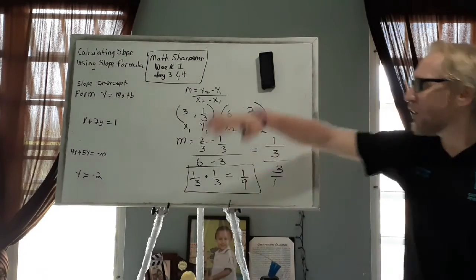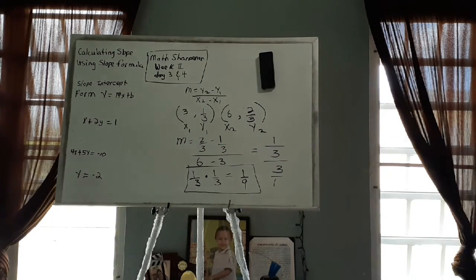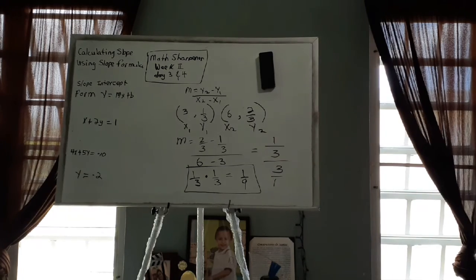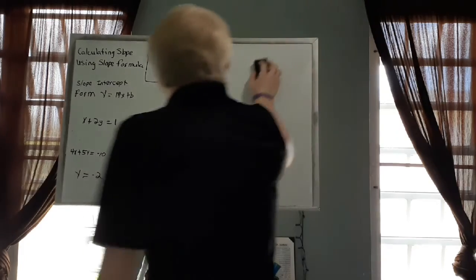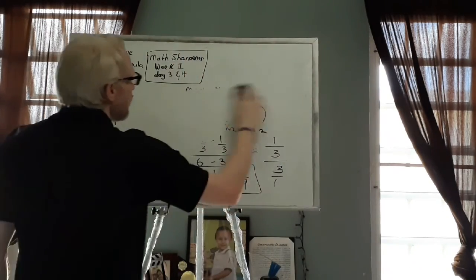I'm going to go ahead now and erase this. I'm going to step out of camera to make sure everything is working properly, and then I'm going to start with the other formula. Everything seems to be working fine. So let me go ahead and erase this. And now let's start working with the slope-intercept form.